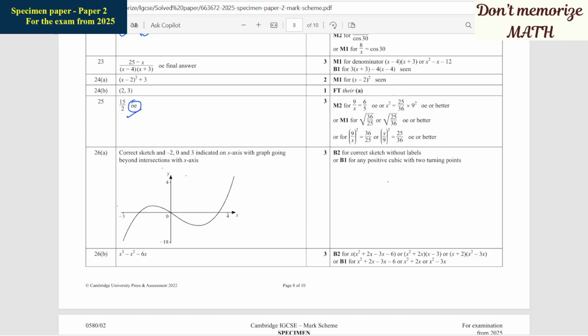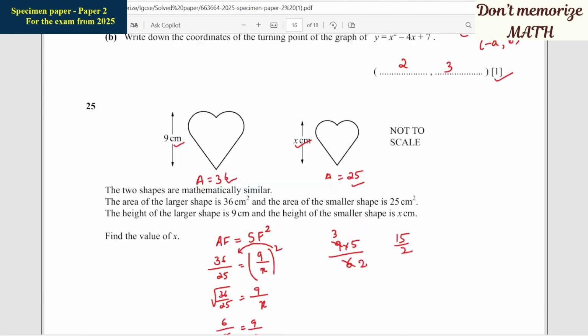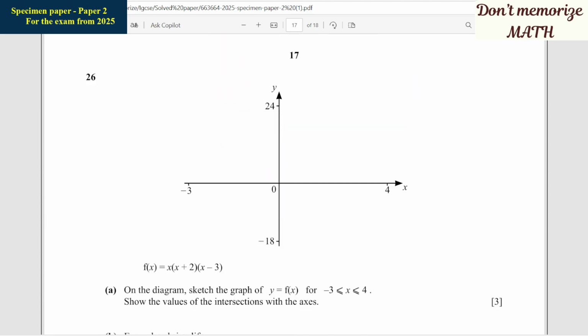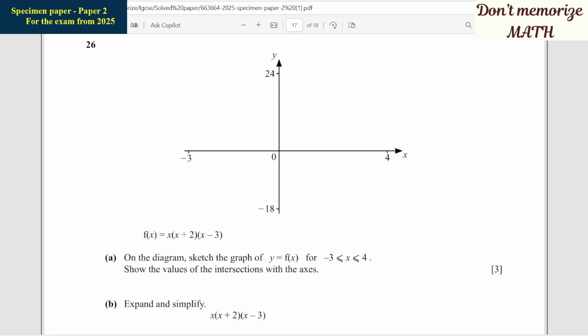Okay, so that's all about question number 25. So now we are moving to question number 26. f of x is equal to x times (x plus 2) times (x minus 3). On the diagram, sketch the graph of y equals f of x for minus 3 less than or equal to x less than or equal to 4. Show the values of the intersection with the axes.